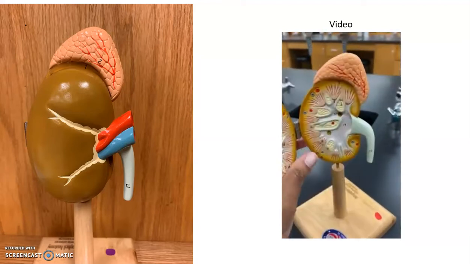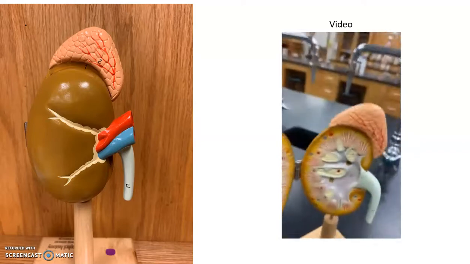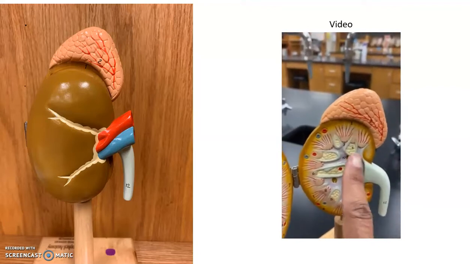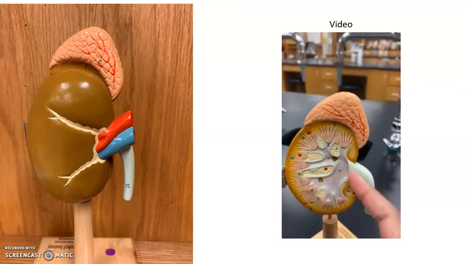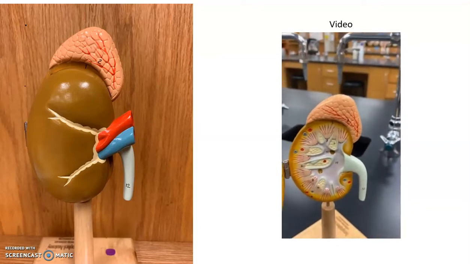This is going to be the inside of your kidneys. You guys can see the structure. This is going to be the outer cortex. This is the medulla region, and this is the hilum region, the same structure we studied with the lung.